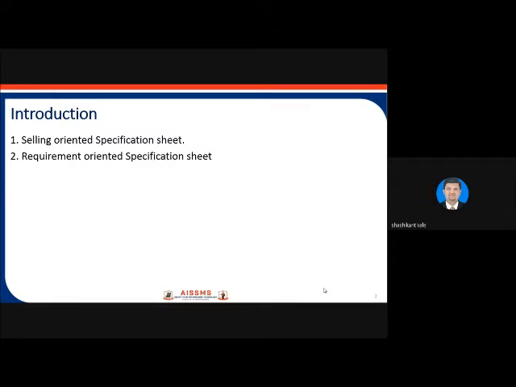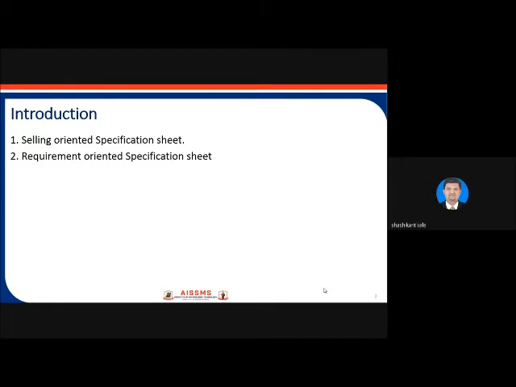In selling oriented specification sheets, most commonly, industries prepare the specification sheets of the instruments which they are selling in the market. So various parameters are mentioned in the specification sheet.